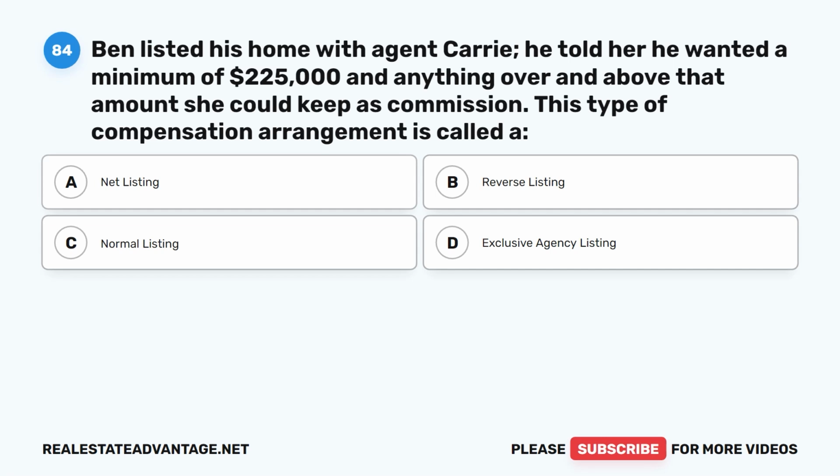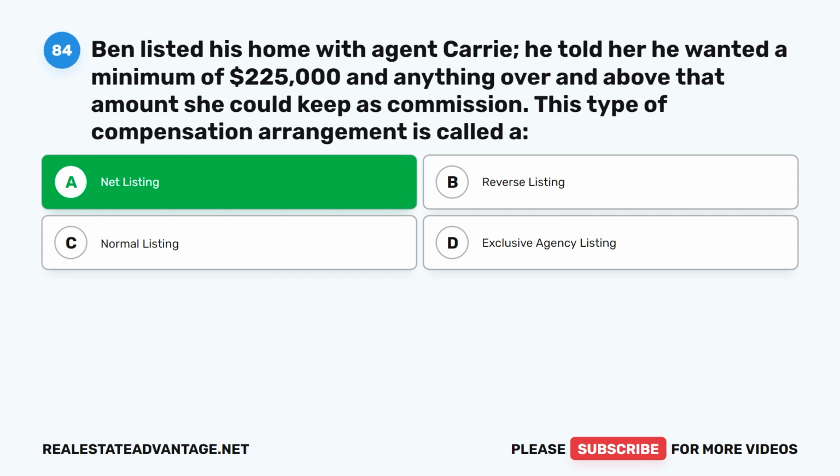Question 84. Ben listed his home with agent Carrie. He told her he wanted a minimum of $225,000, and anything over and above that amount she could keep as commission. This type of compensation arrangement is called A. Net listing. B. Reverse listing. C. Normal listing. D. Exclusive agency listing. The correct answer is A.